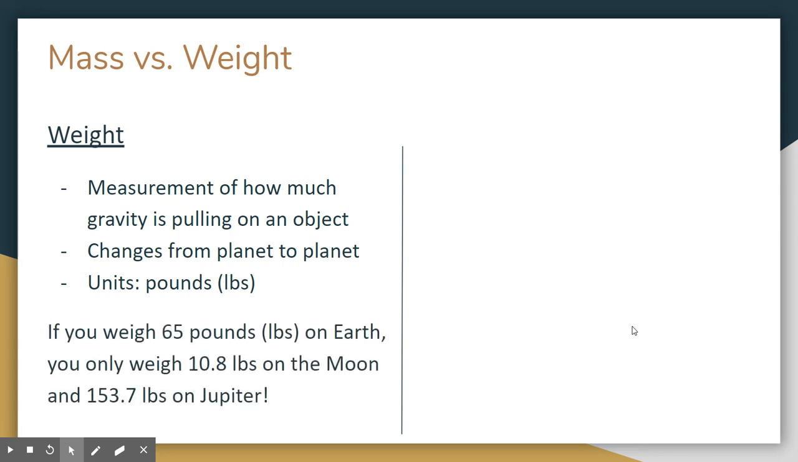So if you weigh 65 pounds on Earth, like right now, you would only weigh 10.8 pounds on the moon. But on Jupiter, you weigh 153.7 pounds. So weight can change just depending on where you are.